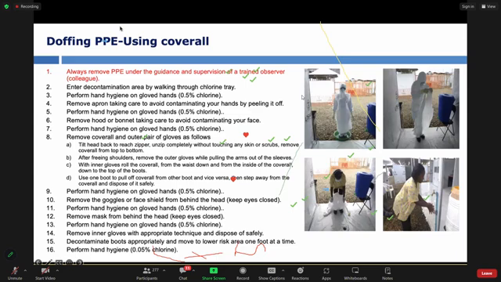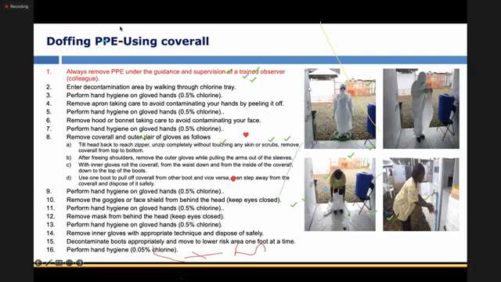Then you move to the removing of the coverall. That is very, very critical. And ideally, this should be done in front of a mirror. And you have to ensure that you tilt the back to reach the zipper, and then you unzip completely without touching any skin or scrub, and then you start removing the entire coverall from the top to the bottom after freeing the shoulders and removing the outer gloves. All those are very key aspects to follow.